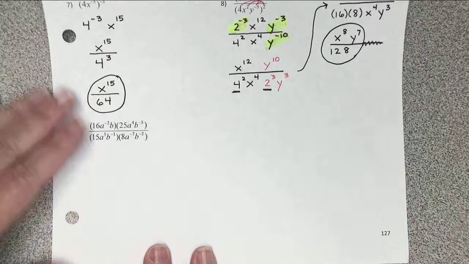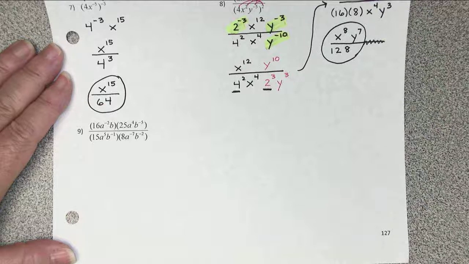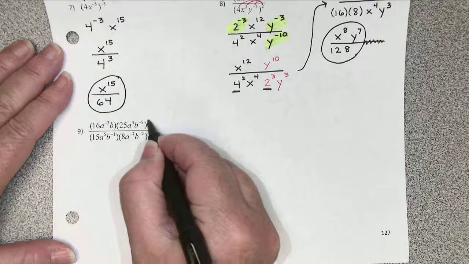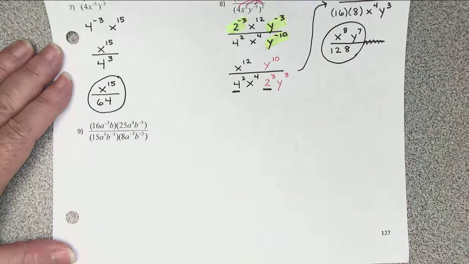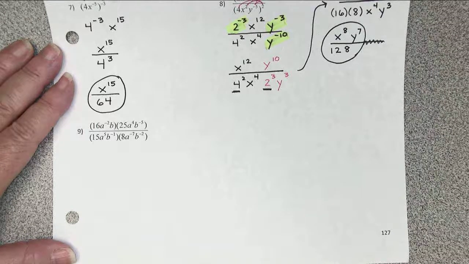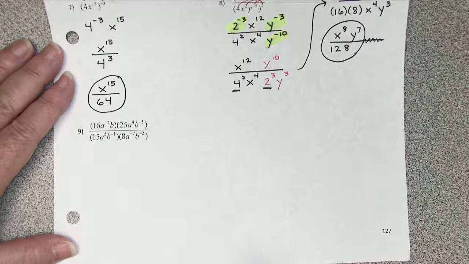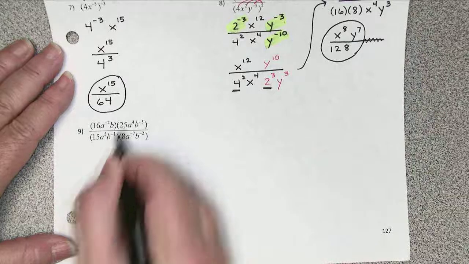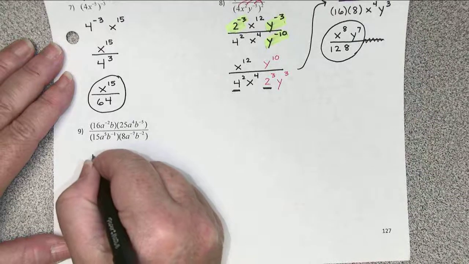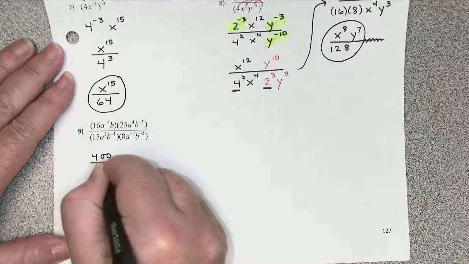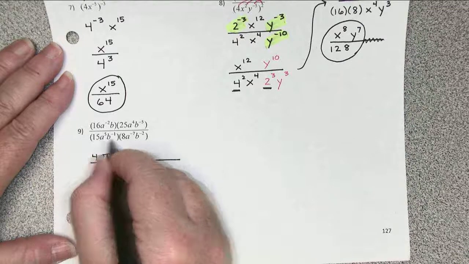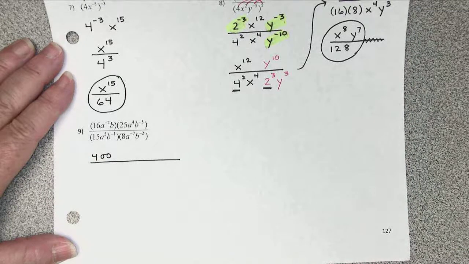All right, one last example here. In number 9, we have a whole bunch of things multiplied and divided. And I'm going to start by noticing there are no exponents outside these parentheses. So I can actually just start multiplying and dividing things together. Let's do that. I'm going to begin by doing the 16 times the 25. That's 400. And the 15 times the 8. Is that 120 again? Yes.